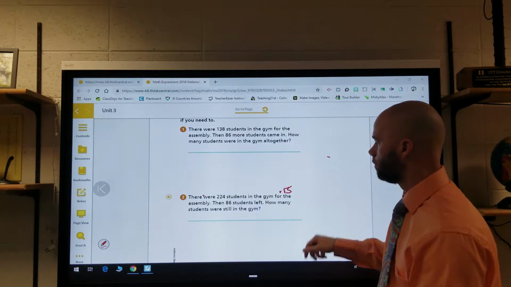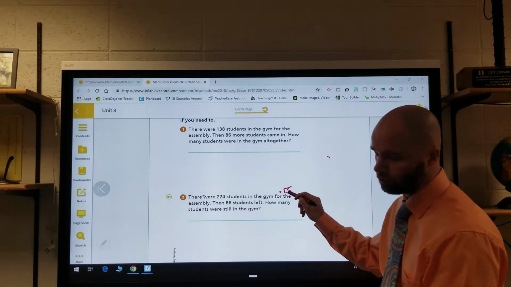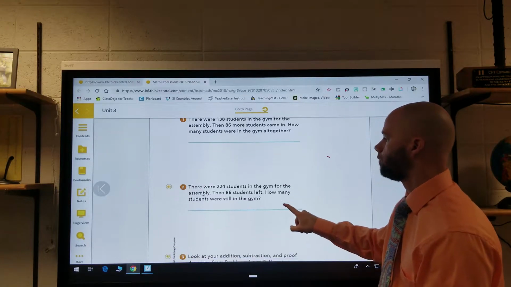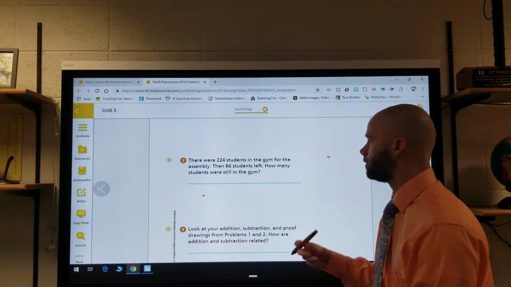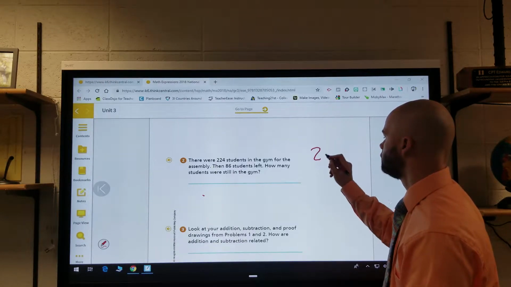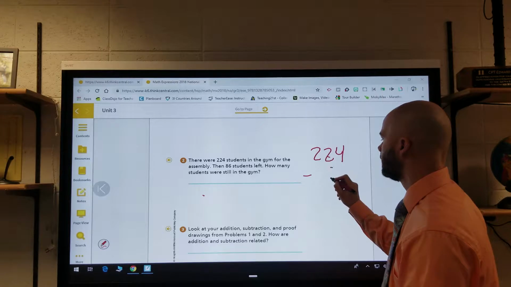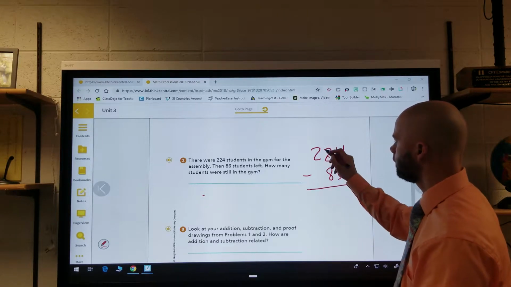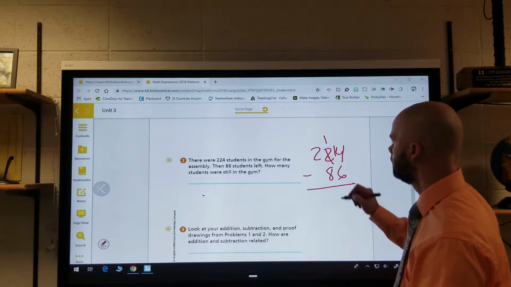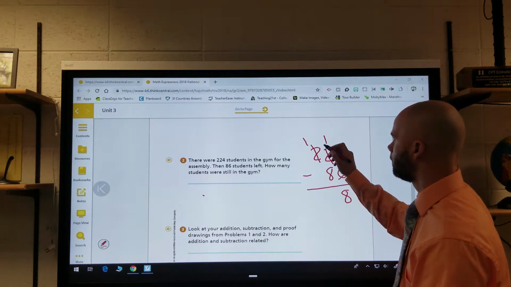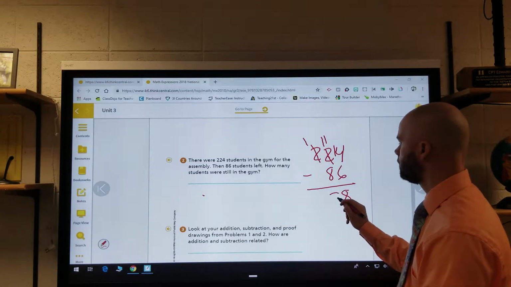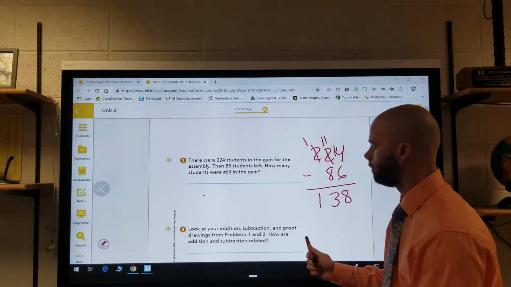Saying that there were 224 students in the gym for the assembly, then 86 students left. How many students were still in the gym? So in this case, we're going to do 224 minus 86. I have to borrow here, take 1. 14 minus 6 is 8. Can't do 1 minus 8, so I have to borrow again. 11 minus 8 is 3, and we get 138 students.